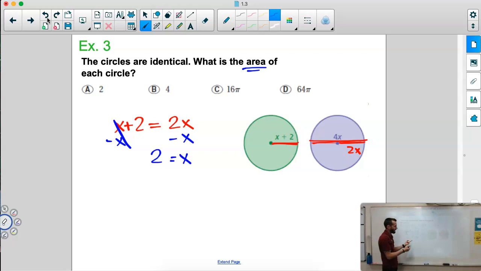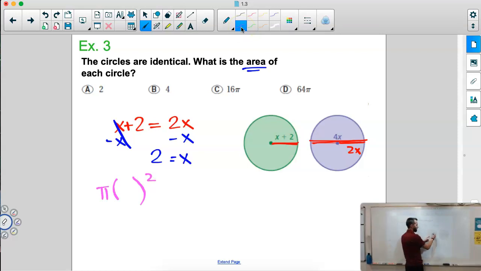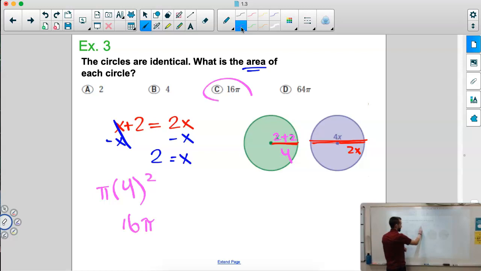Well, that's x. Okay. So now the area of a circle, I want to make sure we're paying attention, is pi times the radius squared. And be careful, the radius is not 2. If I plug in 2 here, the radius is 2 plus 2, which is 4. So I'm going to plug that in. Okay, 4 squared is 16 times pi would be our answer for C.